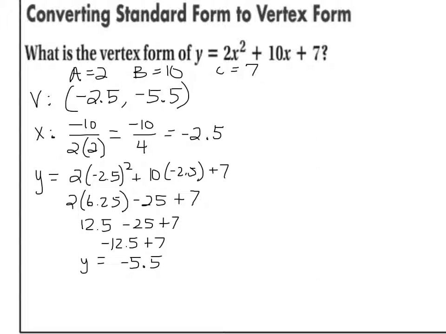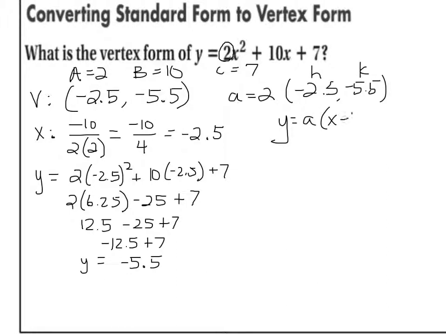So now I've found my vertex. I need to now identify the a value. Well, as you look at the equation, the a value in this case is 2. So I'm going to plug in those two things. Remember, the vertex, negative 2.5 and negative 5.5. Remember, this is h and this is k. So I'm going to plug that into the vertex form.